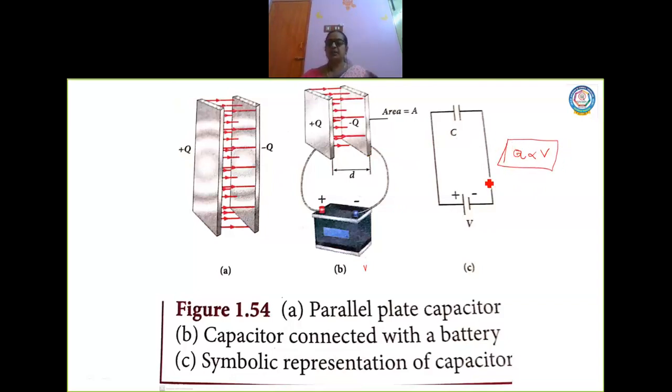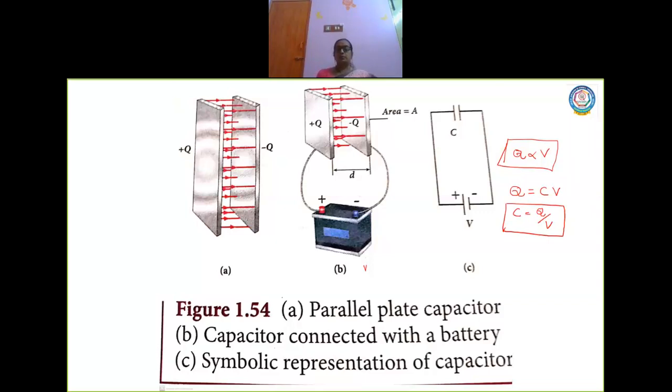Now, I have to replace this proportionality by a constant. So, I replace this proportionality by a constant called C, which is called capacitance. So, I can also write this formula as C is equal to Q by V, which is called the capacitance of a conductor. So, what is this C called? This C is nothing but the proportionality constant, and this proportionality constant is named capacitance.